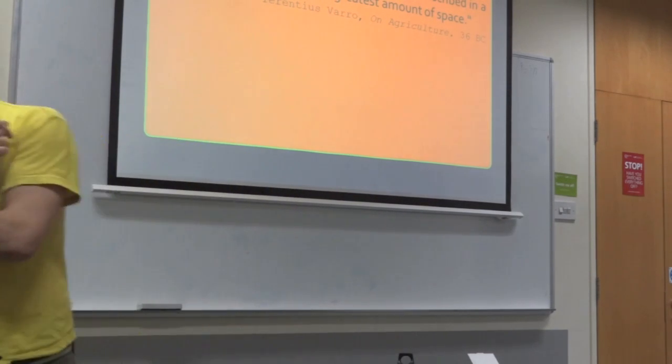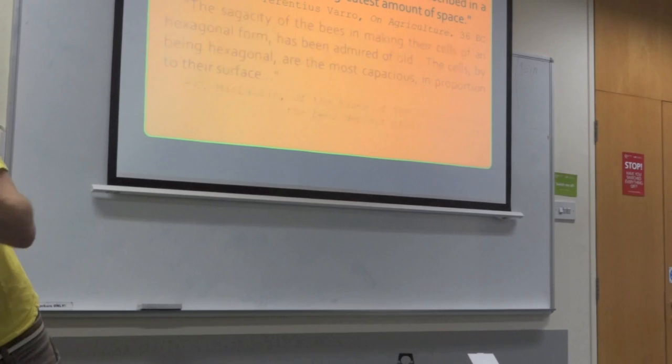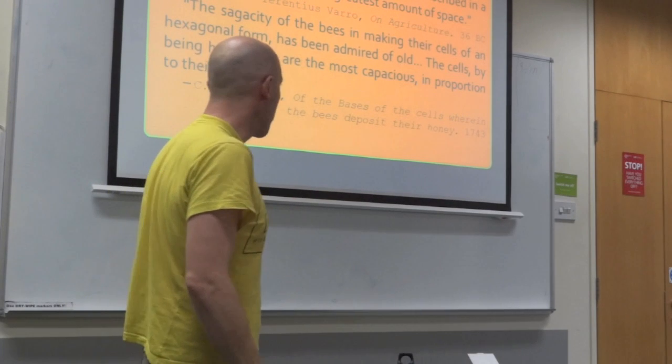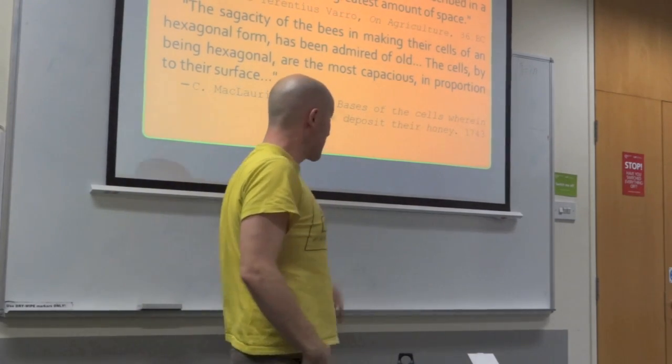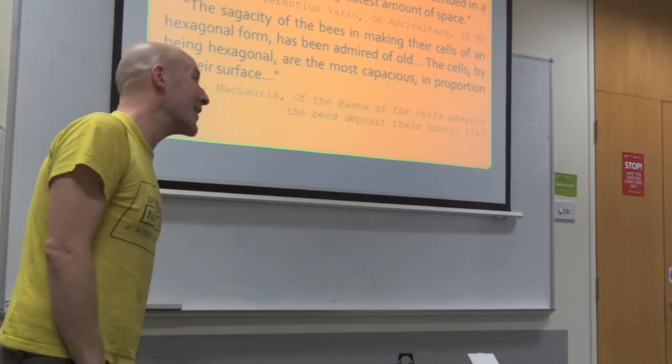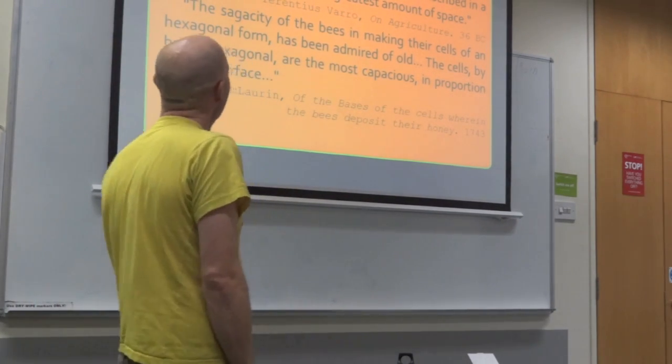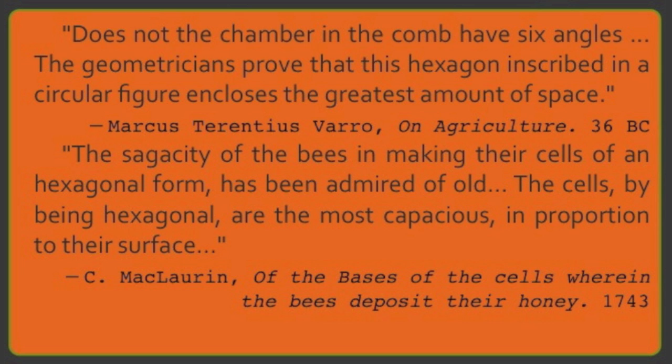He's wrong about that. So a little bit later, 1743, Maclaurin, one of the people who was writing about this stuff, on the basis of the cells wherein the bees deposit their honey. This was passed for maths back in the day, so great title. The sagacity of the bees in making their cells of a hexagonal form has been admired of old, true, you've seen that above. The cells, by being hexagonal, are the most capacious in proportion to their surface.